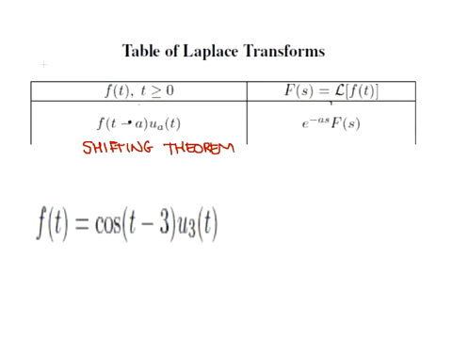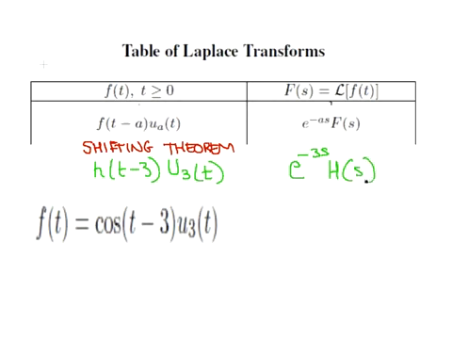First off, I'm going to make an important point here. I'm going to actually just rewrite the notation as h to describe this inside function of cos t minus 3, and I'm going to make that h of t minus 3 times u3 of t. And on this side, necessarily, we have e to the minus 3s over h of s. So that actually simplifies things a great deal. Now, importantly, just to be clear, a is 3, so that's what happened there.